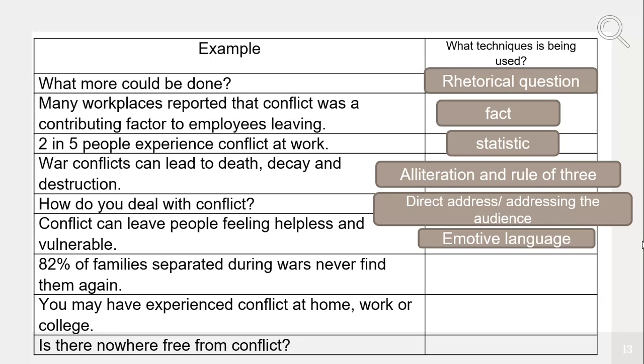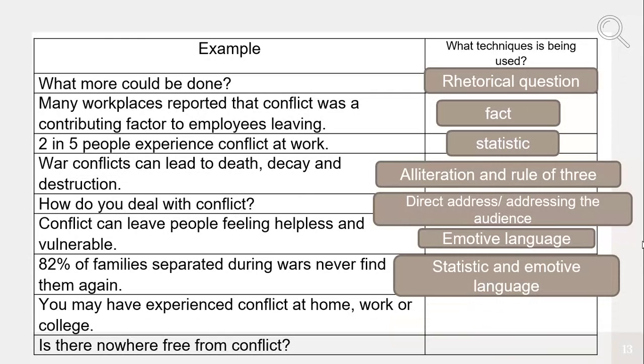82% of families separated during wars never find them again. Straight away, 82%, the percentage there suggests this is a statistic, but potentially it could also be quite emotional, couldn't it? If we're thinking about families that are being separated, they're never going to see each other again, that could make some people feel quite upset. So it could also be emotive language.